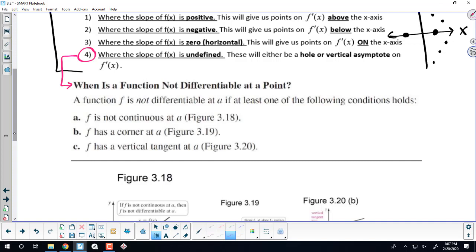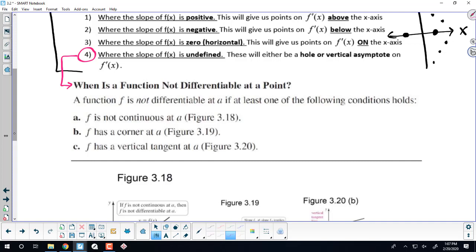What does it mean to be differentiable at a point? It means that the derivative itself exists. Right. It means the derivative is defined, or the derivative exists, at that point. So when we say something's not differentiable at a point, what we mean is that on that graph you cannot find the derivative at that point.